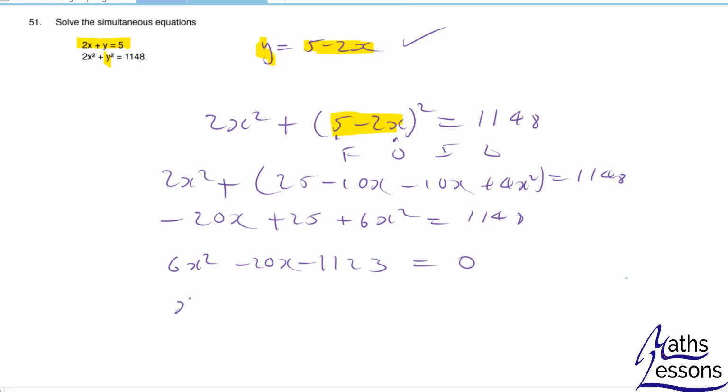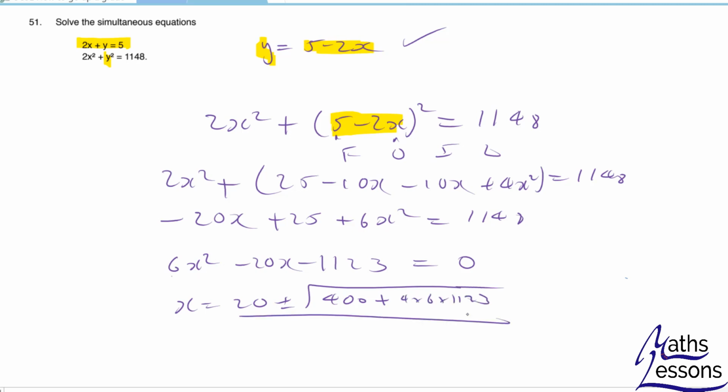So now we're going to do x equals 20 plus or minus the square root of 400. And I've got 4 minus 4 times 6 times minus 1, 2, 3. Because I've got a minus and a minus, I'm going to get a plus. So I get 4 times 6 times 1, 1, 2, 3, all over 2a, which is 12.